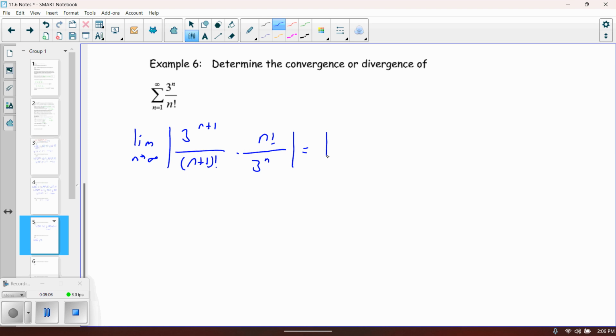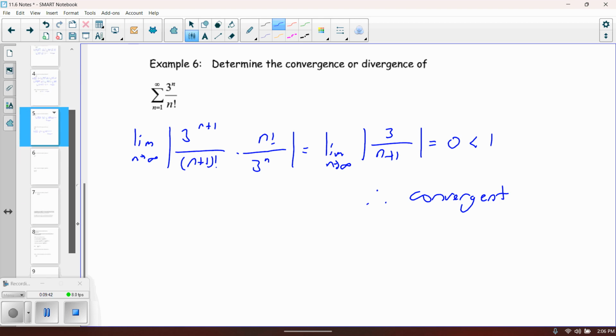Simplifying, limit as n approaches infinity. So the 3 to the n plus 1 over 3 to the n is going to simplify to 3 on top. The n factorial over n plus 1 factorial will leave me with an n plus 1 in the denominator. As n goes to infinity, that one approaches 0, which is less than 1, and therefore convergent. Again, showing the work, showing the process is probably the most important part, because you should be able to look at that one and determine it was convergent anyway.